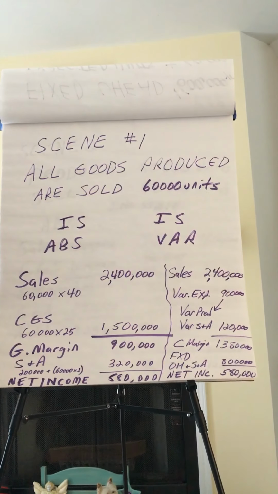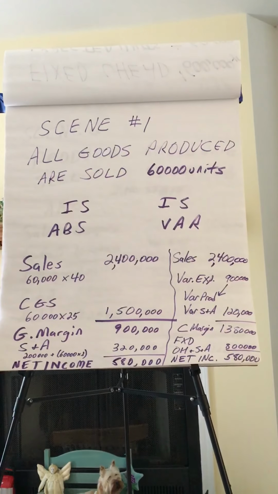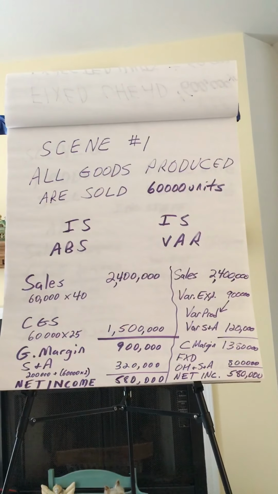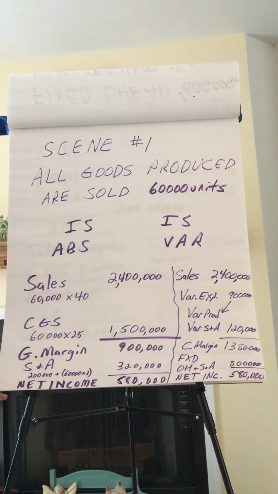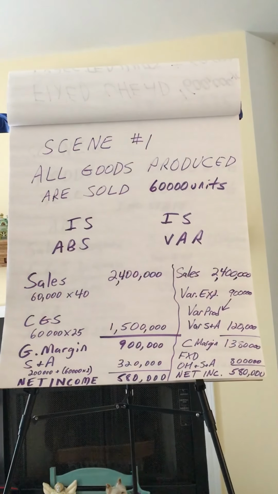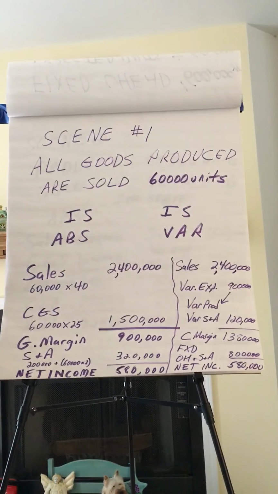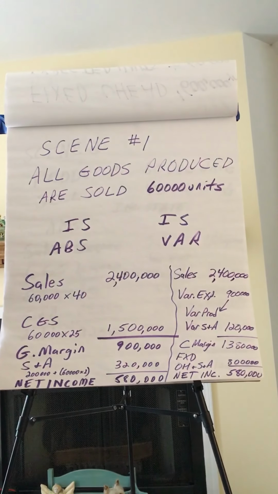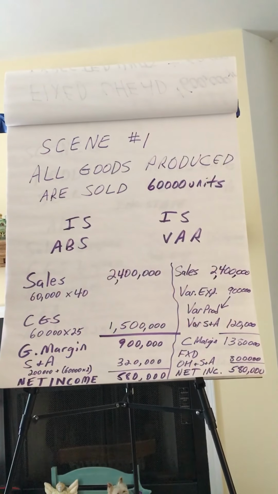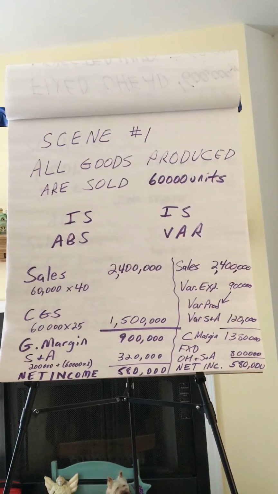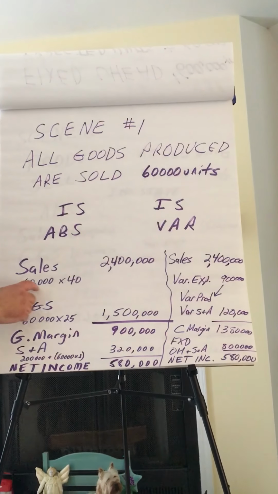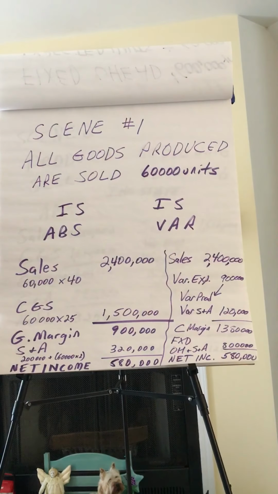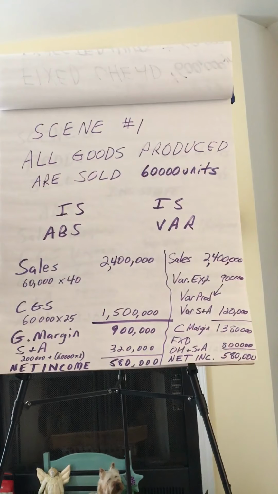Okay, there's three scenarios. Scenario one, I called it scene one. Sounds like a movie. Anyway, they're going to produce 60,000 units, and they're going to sell 60,000 units. Nice and easy, right? You make stuff, you sell stuff, it's all good. IS stands for income statement. Separated it between absorption and variable. Sales are exactly the same, 60,000 units. They picked $40 each to sell each unit. So those numbers are the same, right?